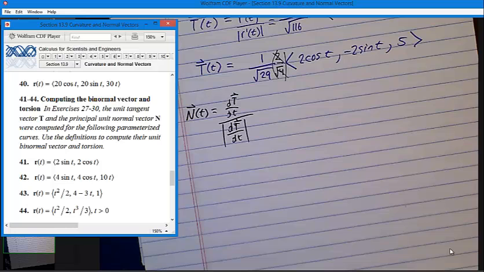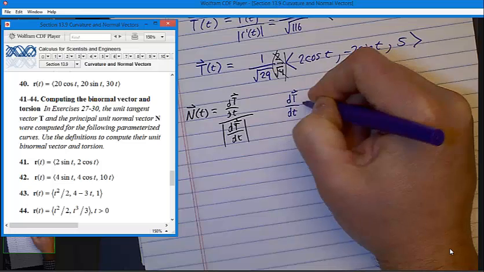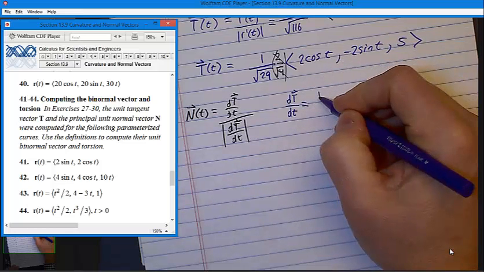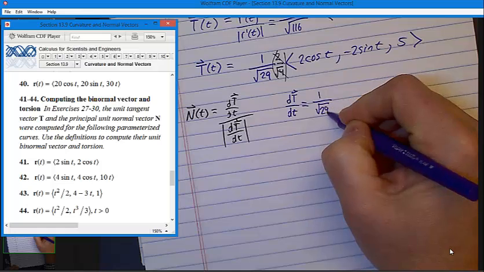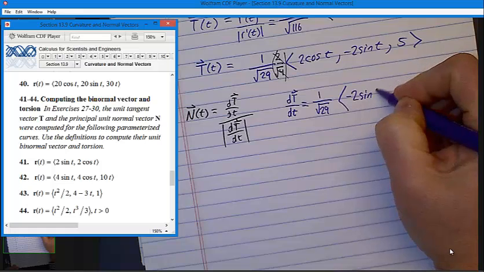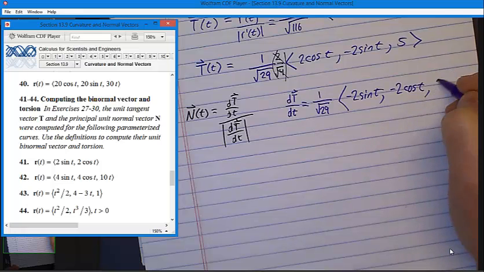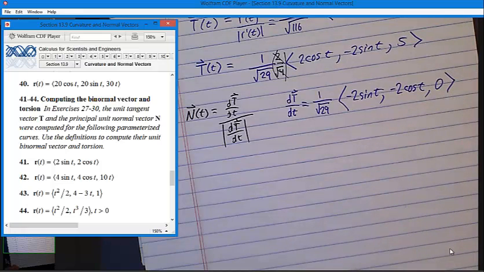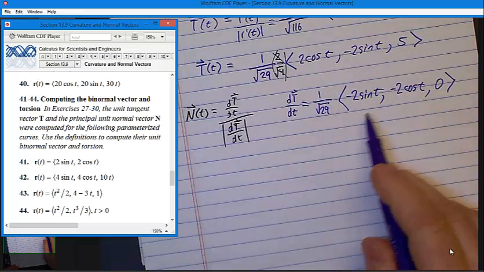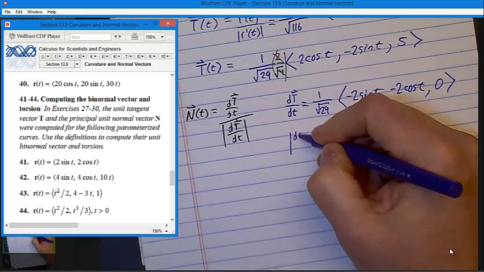So we'll kind of continue in purple over here. We have dT/dt would be, well, I have this 1 over square root of 29 is a constant, so I'll leave that out front. I have negative 2 sine t. I have negative 2 cosine t. And I have a 0 now, right? Because when I take derivatives of each of these functions separately, that's what you would get. Okay, so I want to normalize it. So let's compute the length of this thing.